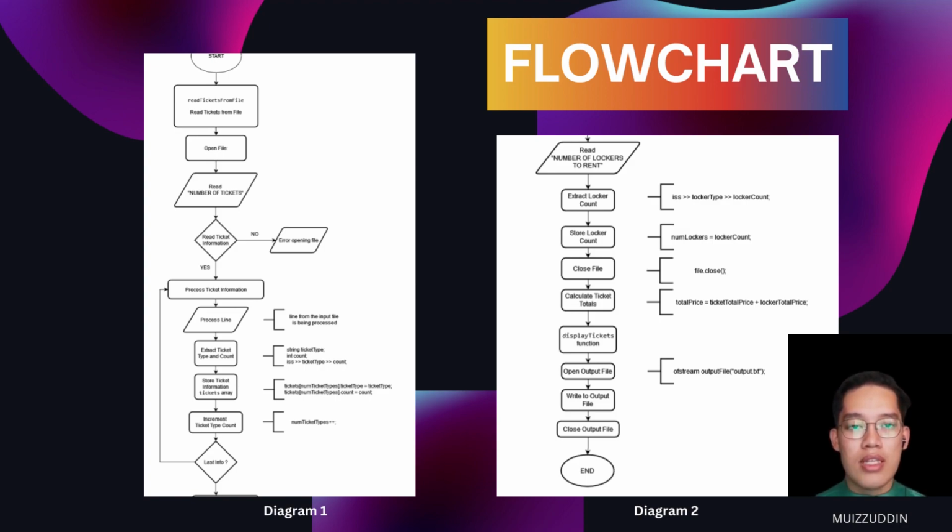Step 2. Calculating total price. Next, the program calculates the total price for each ticket type and the total price for locals. These calculations are based on predefined price and the ticket counts obtained from the file. Step 3. Generating summary. Once the calculations are complete, the program generates a summary of the ticket sales. It includes the details such as the ticket types, counts, individual price, and the total price.